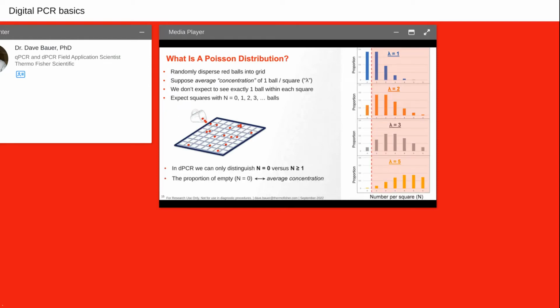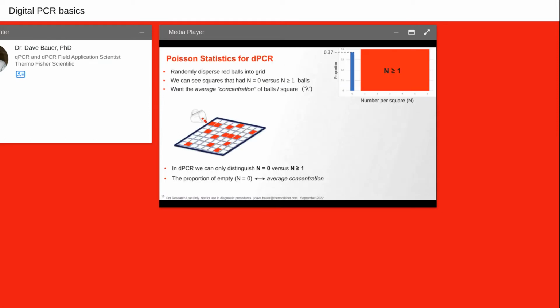But the catch is, with digital PCR, we can't actually measure the whole distribution. All we can really see is if a spot was empty or if it was not empty, one or more. So that vertical dashed red line going through the graphs separates what we can actually see with a digital PCR measurement. So in reality, or in digital PCR, it would look more like this, where we can't tell how many balls are in the squares, but we can tell which squares are empty and not empty.